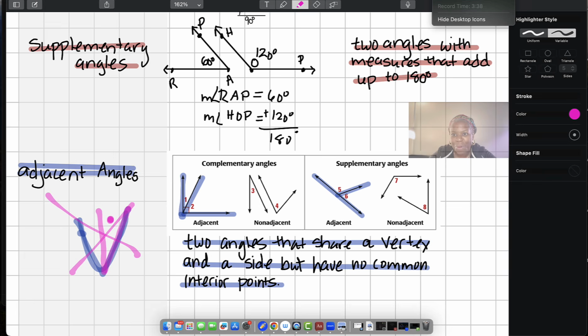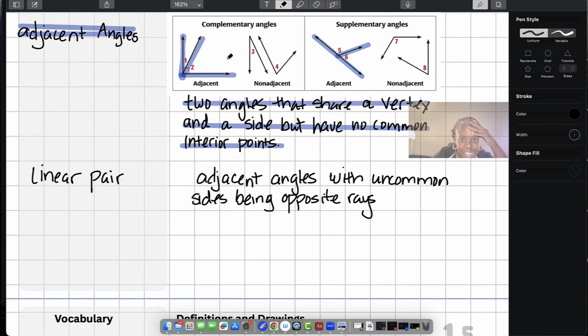Let's go on to another word. So this next phrase is linear pair, and a linear pair is when you have two adjacent angles with uncommon sides being opposite rays. I know that sounds like a whole lot. Let's see if we can get into what this looks like.